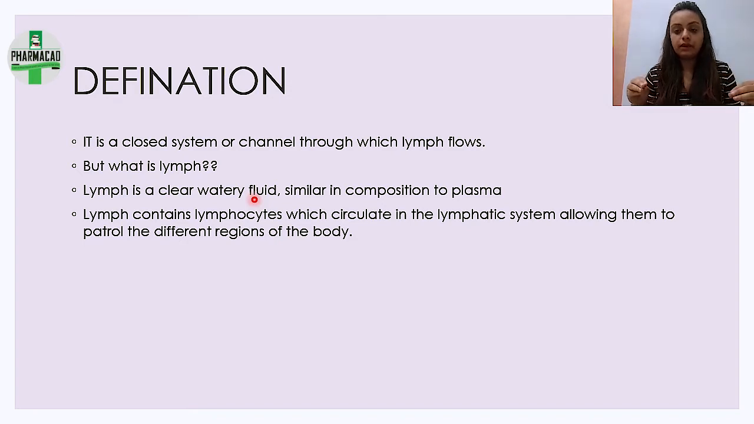When we did blood, we saw two things: one is plasma and the other is cells. So the constituents of plasma and lymph are almost similar, but lymph also has lymphocytes which circulate in the lymphatic system. Lymphocytes in the lymphatic system. Easy to remember. We've done types of WBC, so I think this will be easy. Allowing them to patrol the different regions of the body.